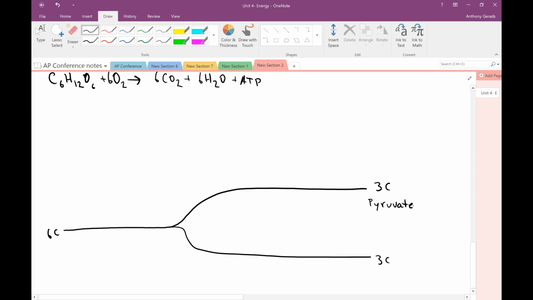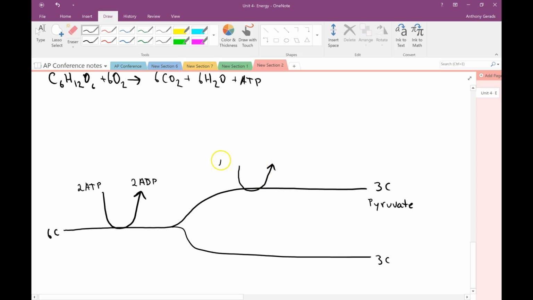To get this thing started, though, it's going to require a little energy. So the very, very first part of glycolysis is endergonic. So right here, something's got to come in. And it's going to be 2 ATP come in and 2 ADP come off. So I've got to input a little energy. Okay? And in doing so, it's going to split this thing.